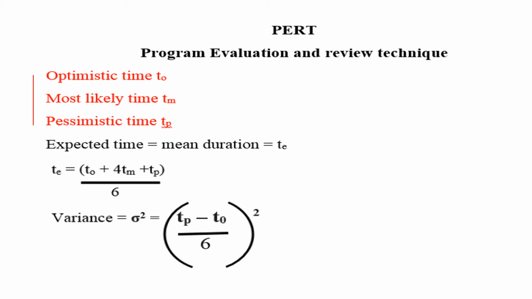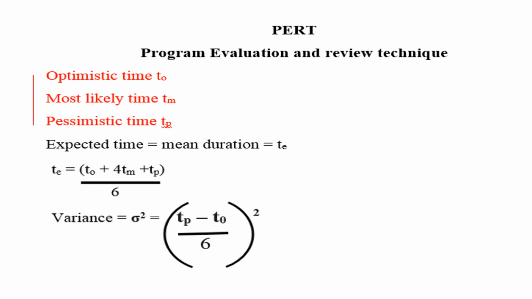Optimistic time is a case where whatever we are doing is in our favor. Pessimistic means unfavorable, and most likely is the standard nature, or the combination of optimistic and pessimistic.